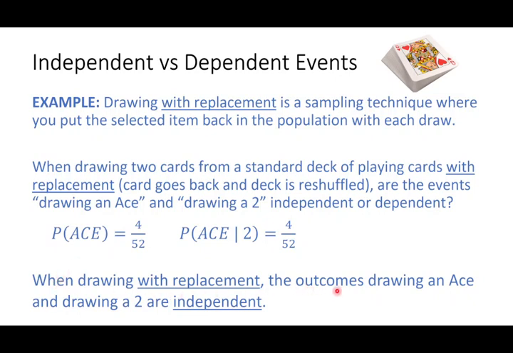So when drawing with replacement, these two outcomes are independent. In fact, that's always true. When drawing with replacement, each outcome is independent of the previous outcomes. So what we're looking at again is we found one probability, and we found one probability given the other thing that happened, and they're the same exact number. So this fact that this 2 already happened doesn't matter, doesn't change things when drawing with replacement.